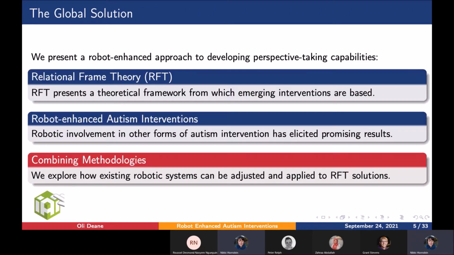So our global solution then is to combine two emerging subfields of autism research, the first being relational frame theory, which a lot of modern interventions are using as their theoretical basis, the other being robot-enhanced interventions, which again are showing recent promising results in this area. And we're looking to combine the two to reap the benefits of both of them.